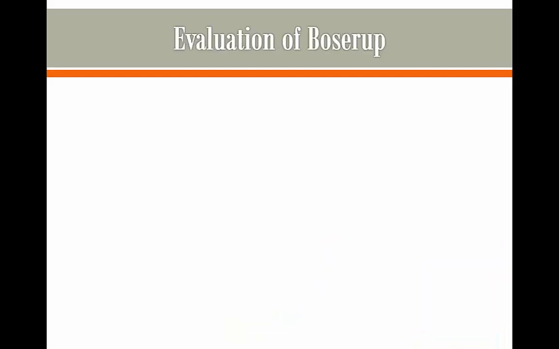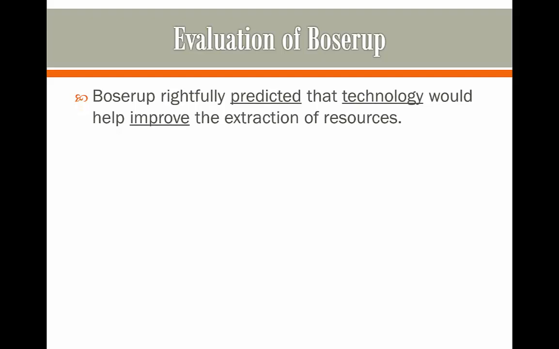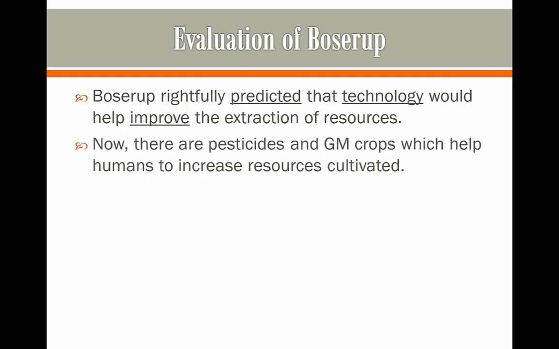Now we're going to evaluate Boserup's theory. Boserup rightfully predicted that technology would help improve the extraction of resources, which is true. Now we have a load of technology to be able to extract resources such as coal and oil. We have renewable resources in order to generate a lot more electricity, which we can then use for industry to get more resources as a result. There are also pesticides and genetically modified crops which help humans to increase the amount of resources and yield that we can cultivate.